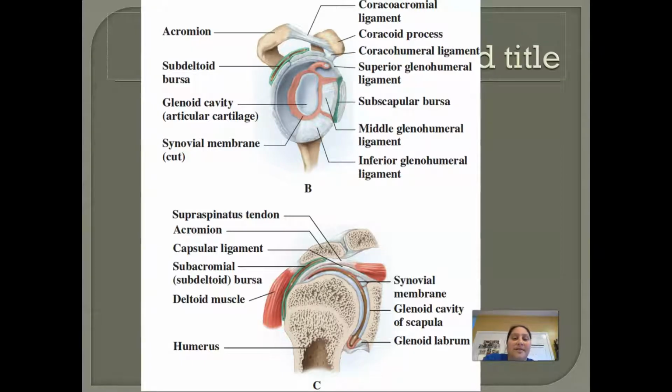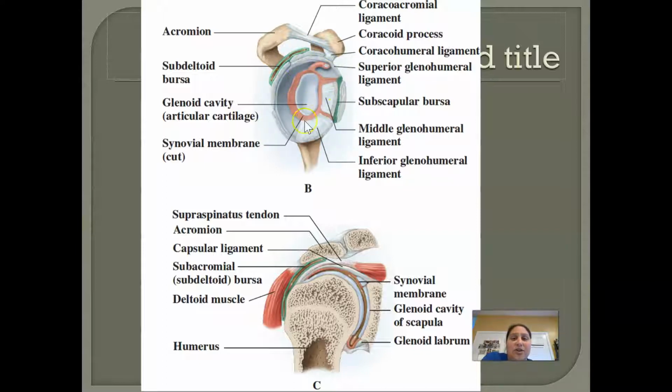Okay, this is giving us a better look. This right up above has B, or I guess letter B, where we're looking right in on that glenoid fossa. The little green ones are where the different bursa sacs are. So depending on where there's friction or hitting, either of those can be inflamed or irritated.